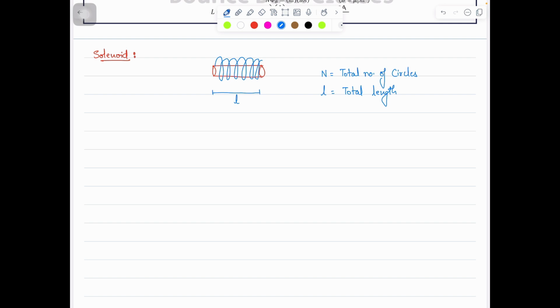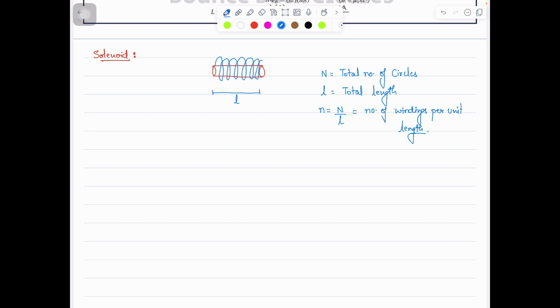And what is small n? Small n is equal to capital N by L. It is called the number of windings, or number of circles, per unit length. This is the thing. What is the use of a solenoid? It is also called an electromagnet.